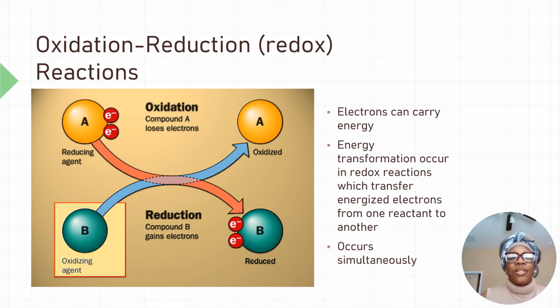So understand that oxidation reduction reactions, or redox reactions, are actually carried on simultaneously. One does not happen without the other. There has to be an electron donor and there has to be an electron receiver or acceptor. So electrons can carry energy. Energy transformation occurs in redox reactions with the transfer of energized electrons from one reactant to another. And again, this occurs simultaneously. This whole redox process of oxidation and reduction, transferring electrons or donating electrons and accepting electrons.